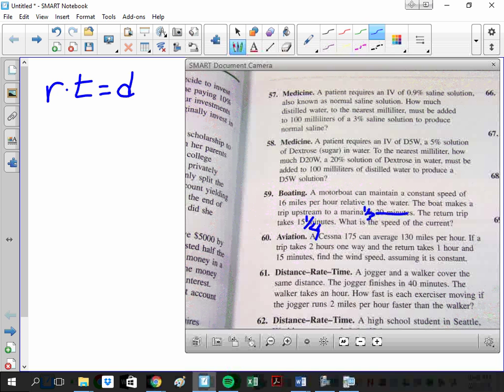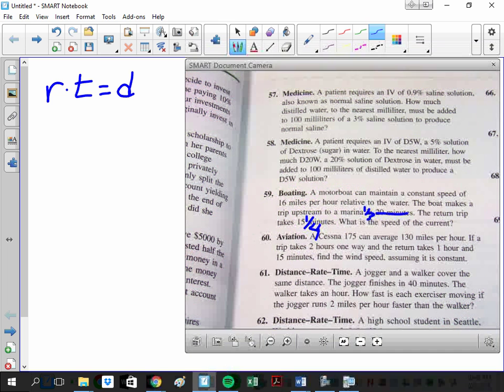Why are the times different? So when you're going upstream, what's happening? The water's pushing against the boat, so you're fighting the current. And when you turn around and go downstream, then the boat and the current are working together.